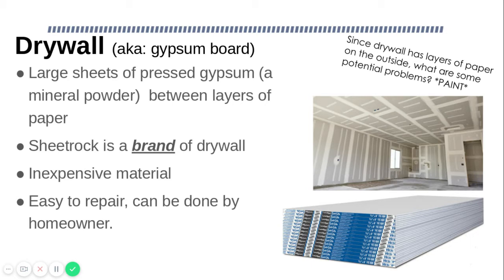And your hint there is paint. So I'm going to tell you, since we're not going to discuss this in class, paint is a liquid, right? Well, what happens when you put liquid on paper? It crinkles up. So if you were to put paint, just normal paint, directly on drywall, it's going to crinkle up. You're going to get like ripples in your drywall, and that would look awful.